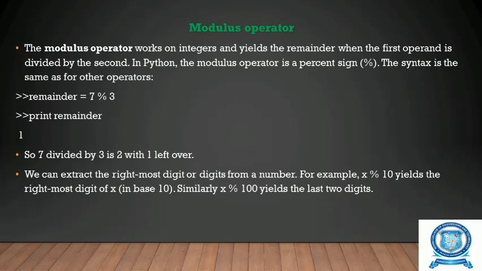We can extract the rightmost digit or digits from a number. For example, x modulo 10 yields the rightmost digit of x in base 10. Similarly, x modulo 100 yields the last 2 digits. This will be used in programming. So remember this: when these numbers are divided by or applied with the modulus operator, it will yield the last rightmost digit. In the case of 10, it will retrieve the last 1 digit, and in the case of 100, it will retrieve the last 2 digits.